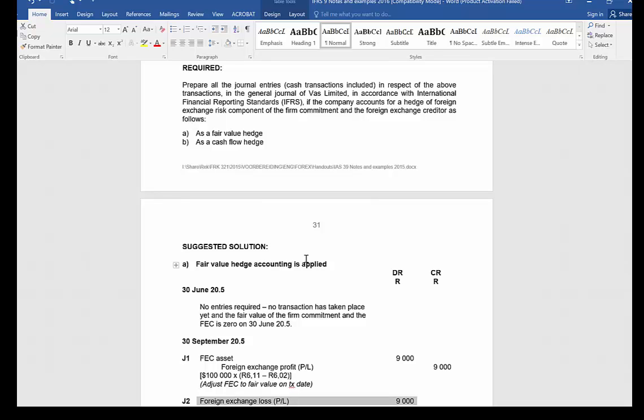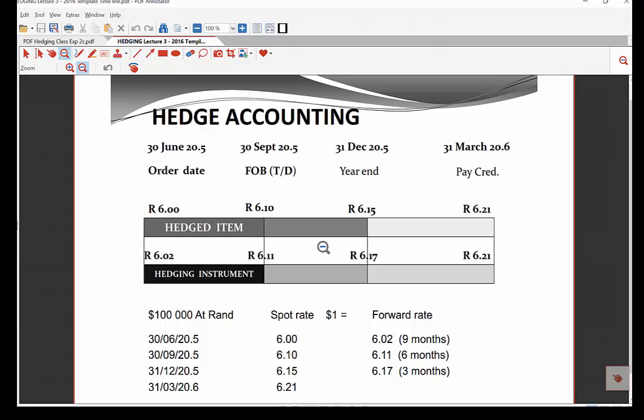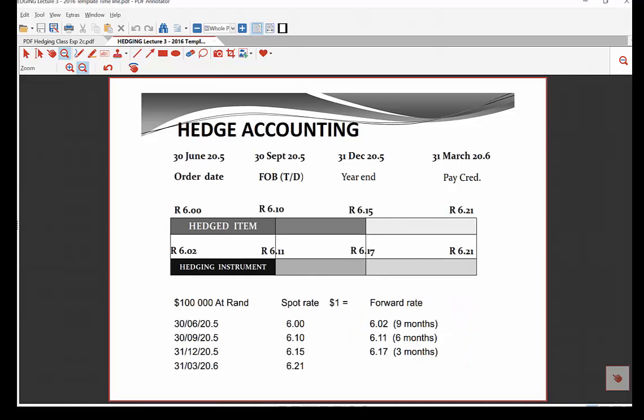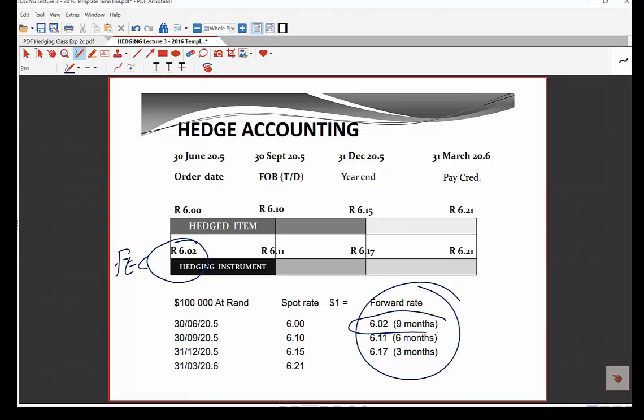Let's first look at the FEC. We're valuing the FEC, and how do you remember how we valued the FEC? If we look at the timeline, remember that the FEC, we look at the forward rates firstly. Because the FEC was taken out on that date at a forward rate of 6 Rand 2 cents, that will not change. The FEC is now fixed at 6 Rand 2 cents.